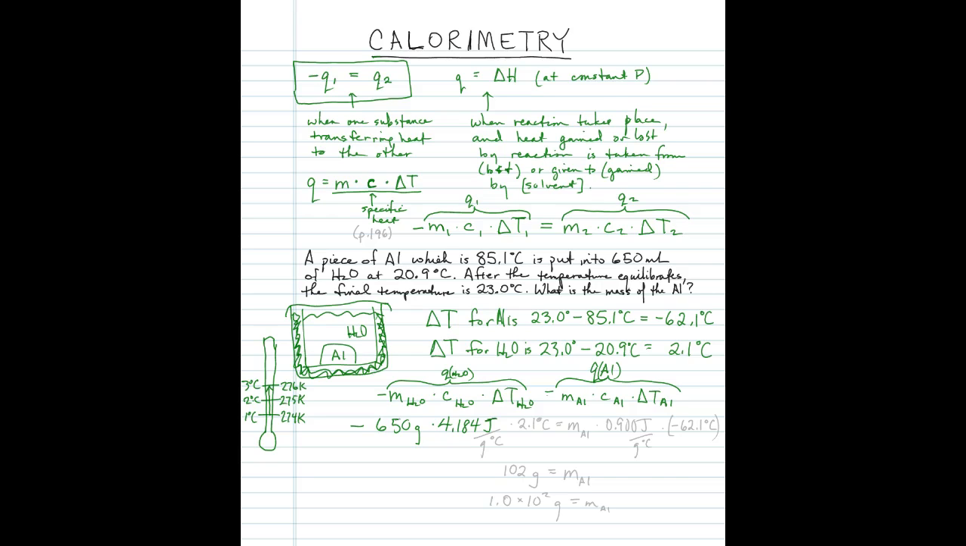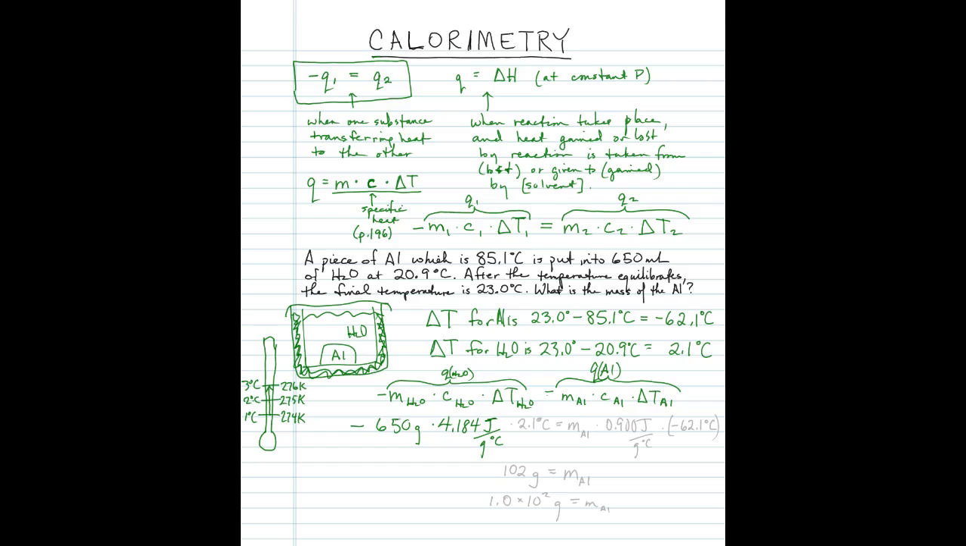Now, since one of our numbers is only 2 sig figs, we're going to be stuck with only 2 sig figs. So in order to show that that's 2 sig figs, we're going to have to rewrite that as 1.0 times 10 to the second grams. That's the mass of aluminum. So basically 100 grams of aluminum with 650 grams of water.